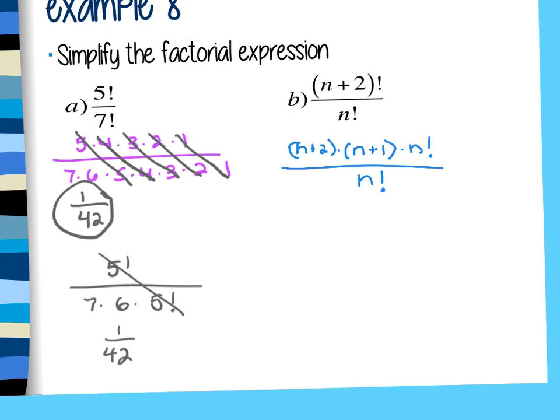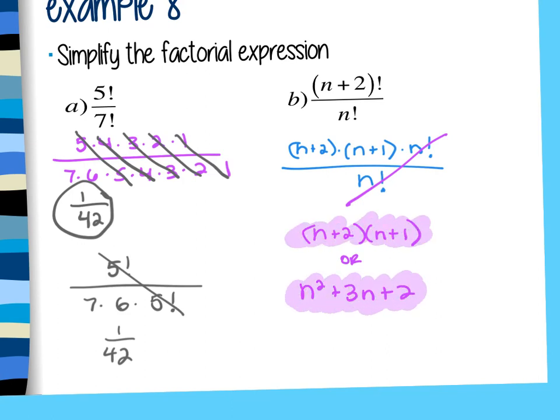We broke the top one down until it hit the smaller one. These cancel, and my answer would be N plus 2 times N plus 1, which I would take, or you could FOIL it out, N squared plus 3N plus 2. So either answer works for me. If it's multiple choice, obviously one of those will be there, not the other.